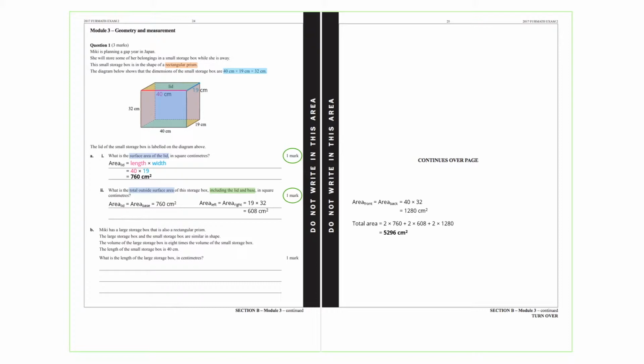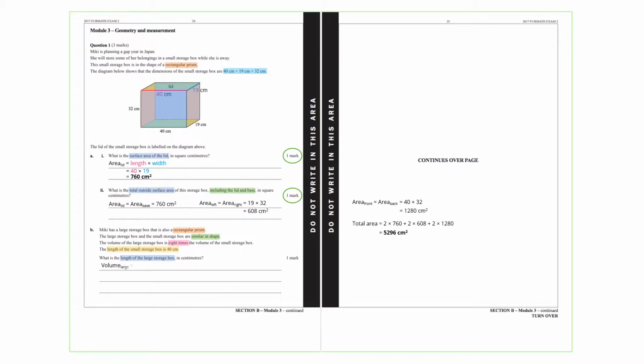Part B. Miki has a large storage box that is also a rectangular prism. The large storage box and the small storage box are similar in shape. The volume of the large storage box is 8 times the volume of the small storage box. The length of the small storage box is 40 centimeters. What is the length of the large storage box in centimeters?